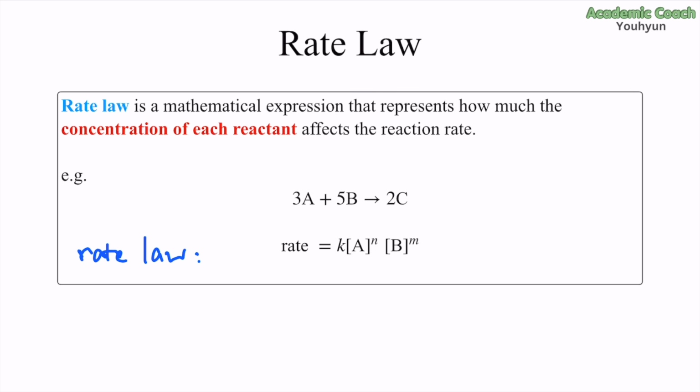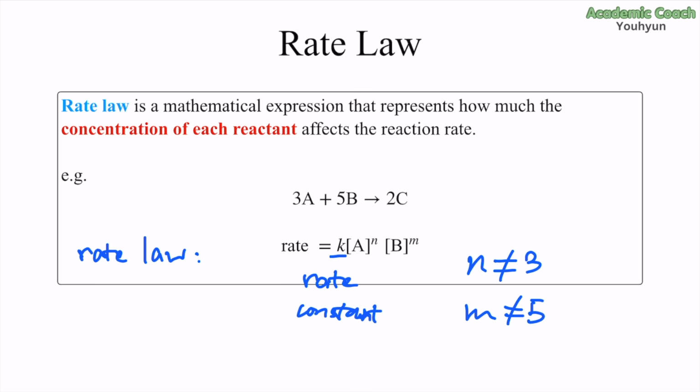And rate law looks like this. Rate is equal to rate constant k multiplied by concentration of A raised to a power n and concentration of B raised to the power of m. Here, what you need to really remember is n and m might not be equal to the coefficients. So n is not equal to 3 and m is not equal to 5.